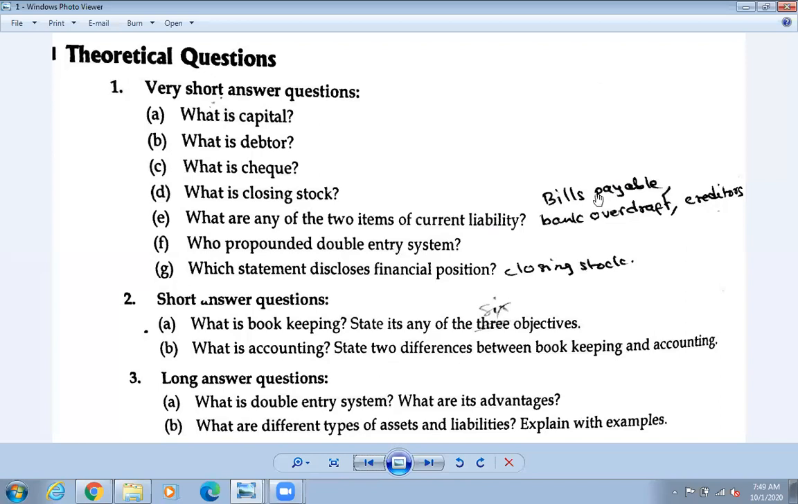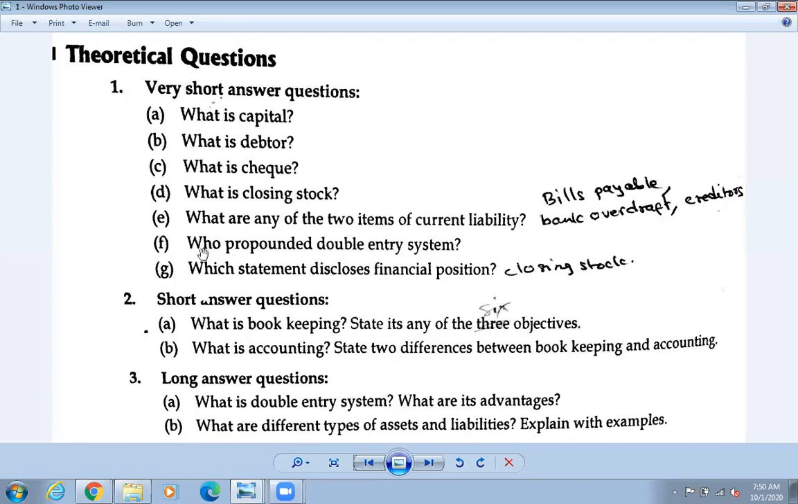Bills payable means it is also paid within 1 year. Bank overdraft means the money you have withdrawn is more than your bank amount. If the money in the bank is 4 lakhs and you have withdrawn more than 4 lakhs, that is called bank overdraft. Bank overdraft should be paid within 1 year. After withdrawing the money, you have to repay it. Creditors are also a kind of current liabilities. Obviously we can call it short-term liabilities.